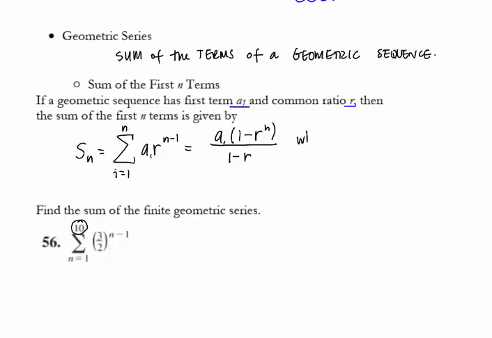And this holds as long as r is not equal to 1. Of course, if r was equal to 1, we wouldn't have a very interesting geometric sequence. It would just be that number again and again and again times 1. So generally, we don't run into that situation.